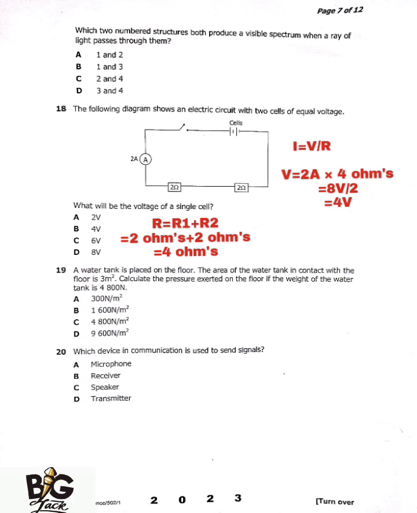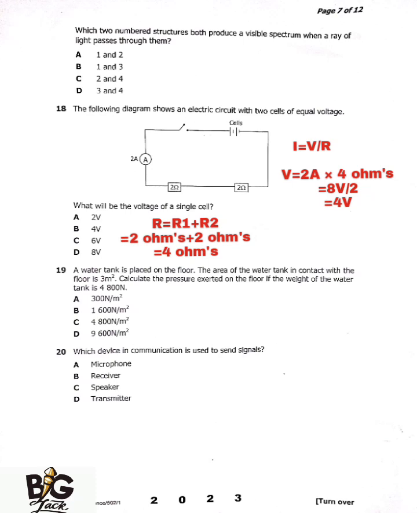If I cross multiply here, I'm going to find that the voltage is 8 volts. Now they were saying, what will be the voltage of a single cell? So I'm going to divide 8 volts by 2, since here I have 2 battery cells. Then the answer is going to be 4 volts. So the correct answer here is B. Question 19. Question 19 is saying a water tank is placed on the floor. The area of the water tank in contact with the floor is 3 meters squared.